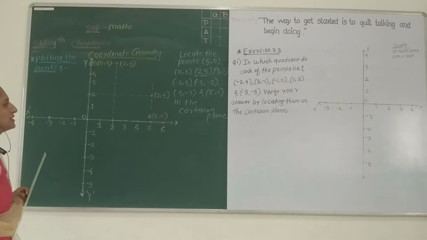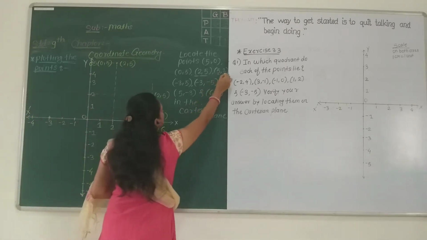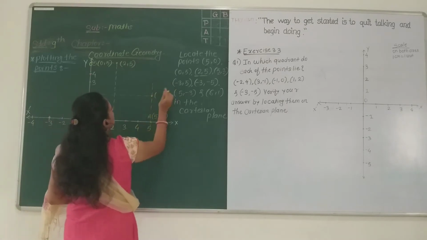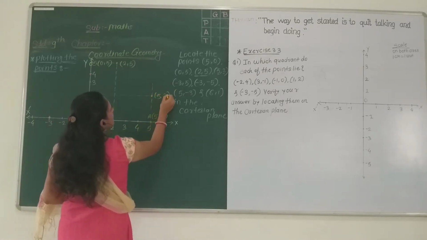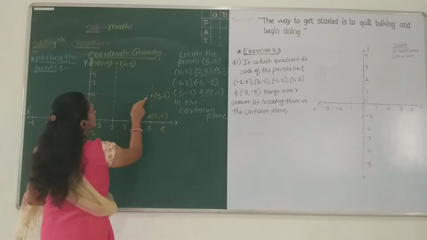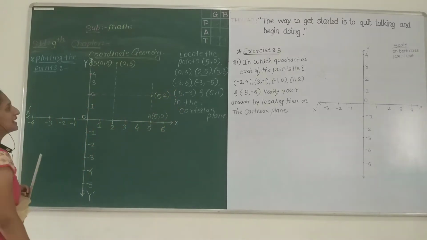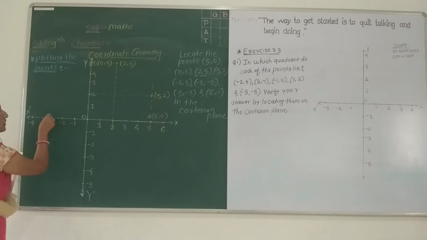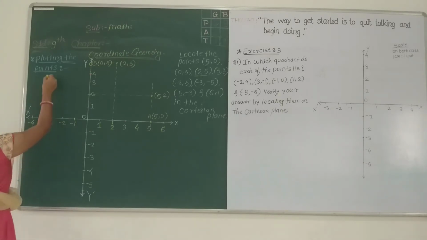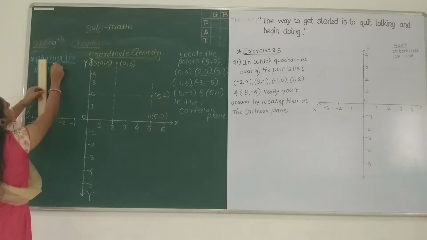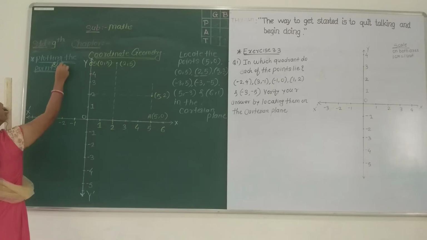Then the second one is (5, 2). On the x-axis it is 5 and on the y-axis it is 2. Next one is (-3, 5). The x coordinate is negative 3 and the y coordinate is 5. So here the point is (-3, 5).